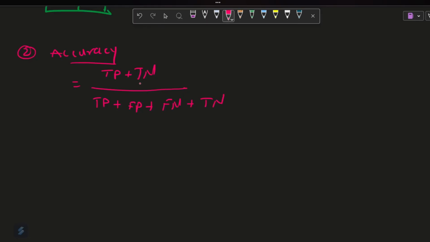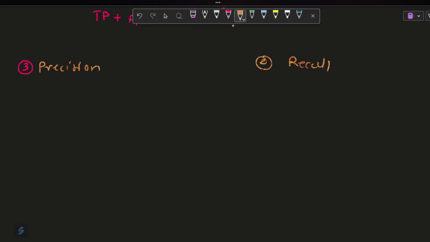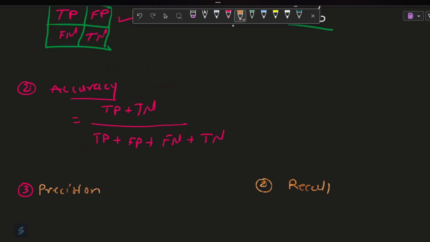Okay. Similarly, we come to precision. So the third is precision and recall. We are understanding precision and the second one, recall. Okay. So let's start. Before that, we are understanding one concept, that is the data set.